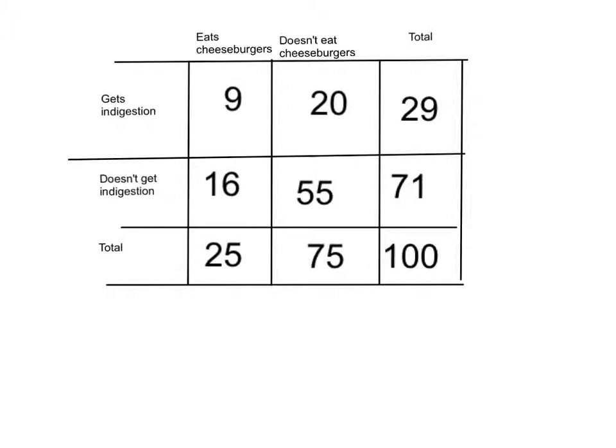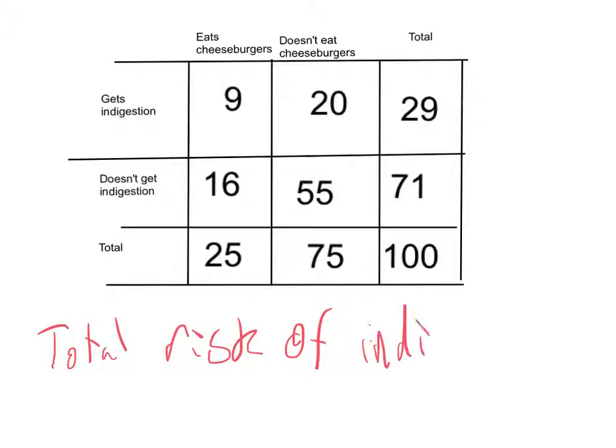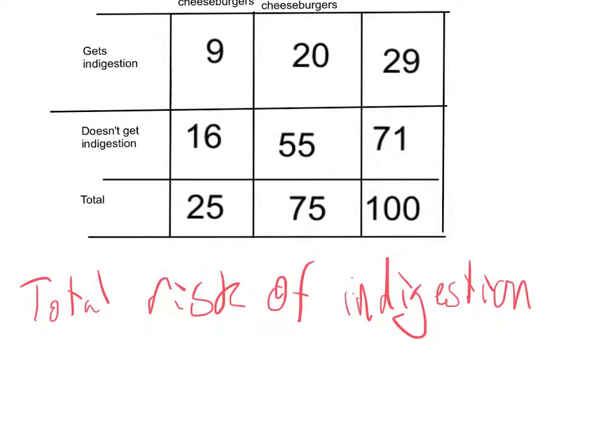The total chance of getting indigestion, the total risk of indigestion, is quite simply 29 over 100, because there's 29 times she gets it out of 100. And that's what's called the relative frequency, or the experimental probability.